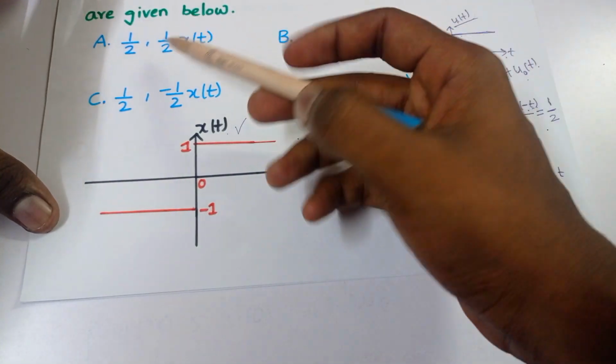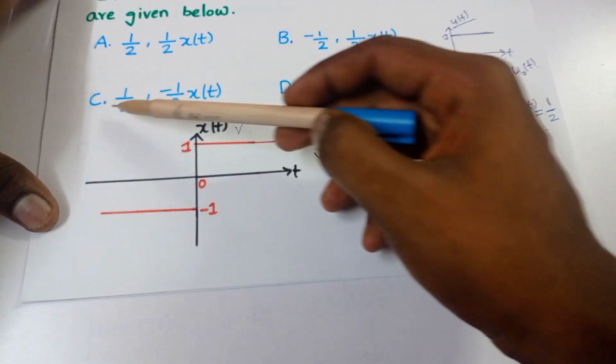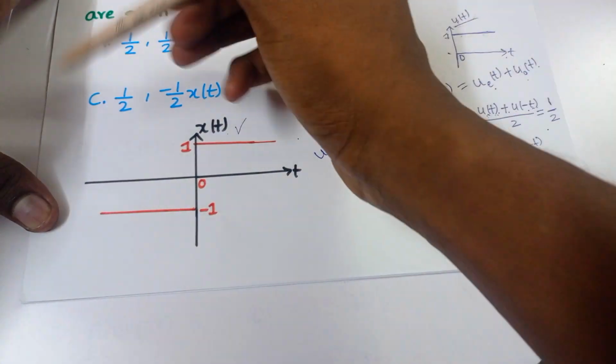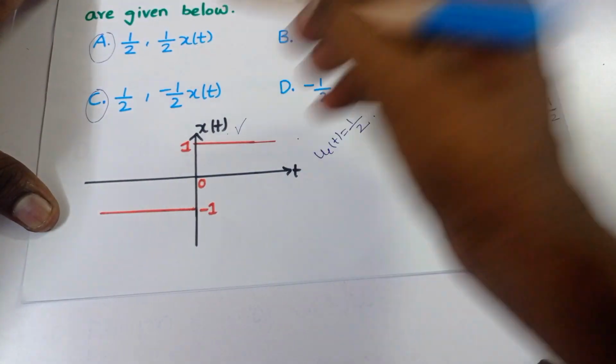Now check the options. Where is 1 by 2 present? 1 by 2 is present in both A and C. Okay, 1 by 2 is present in both option A and C. Now we need to find the odd part.